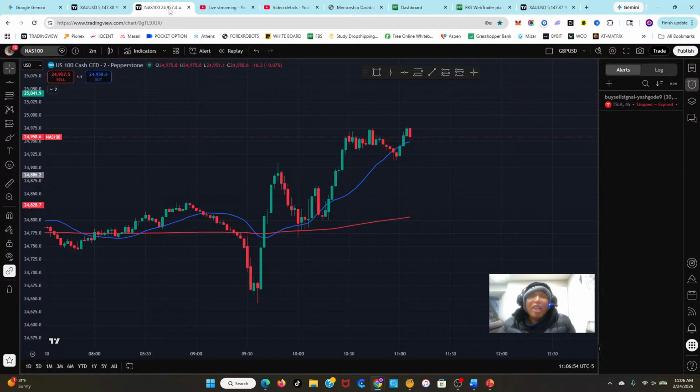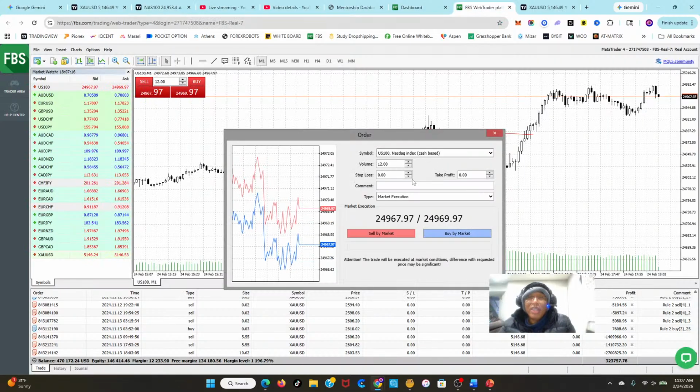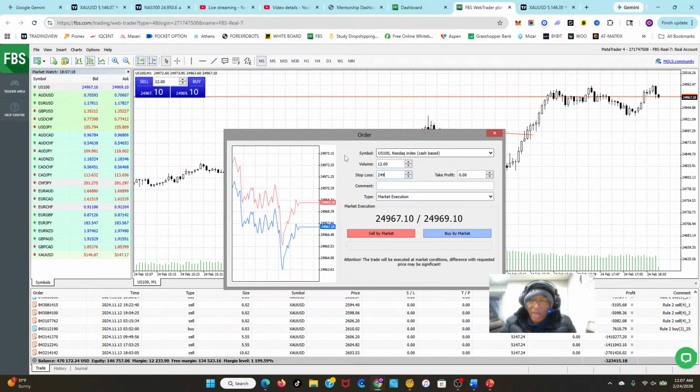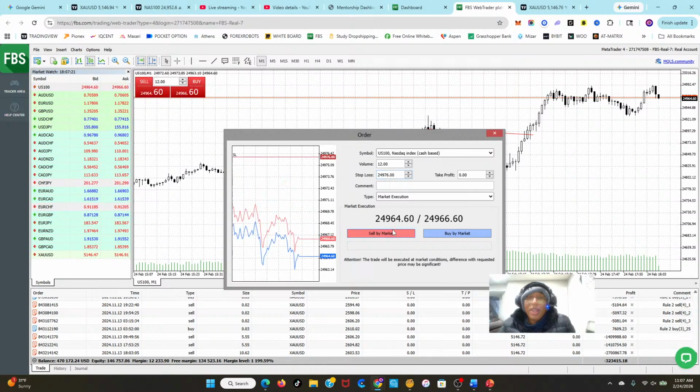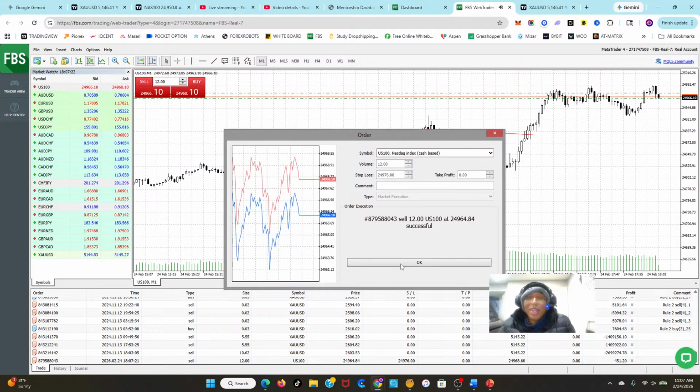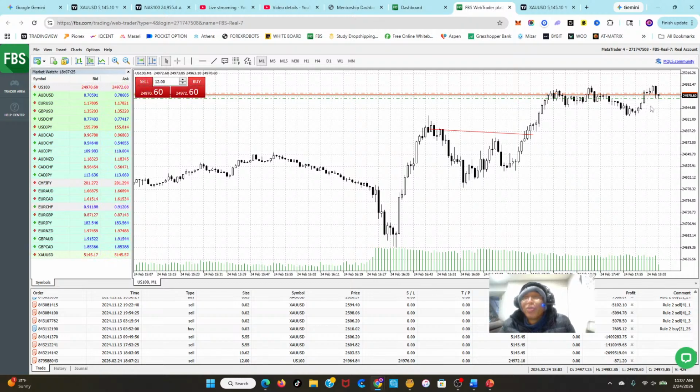Okay, so if we are to trade that, I'm going to take a sell trade. My stop loss would be right there. This is where my stop loss would be, 24,976. You want us to take it? And then boom, we are in the market. You can see where we are, right there.